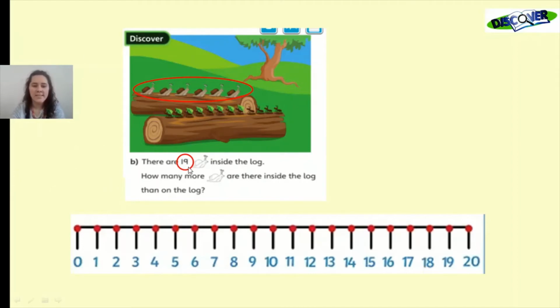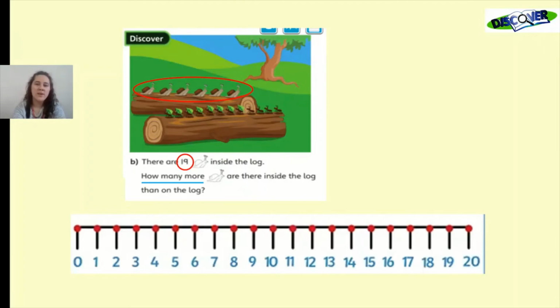There are 19 slugs inside the log. How many more slugs are inside the log than on the log? Did you spot the important information in that question? Well done. I spotted it too. Here, the important information is how many more. If we're trying to find how many more slugs there are inside the log than on the log, that means we're going to be finding the difference.